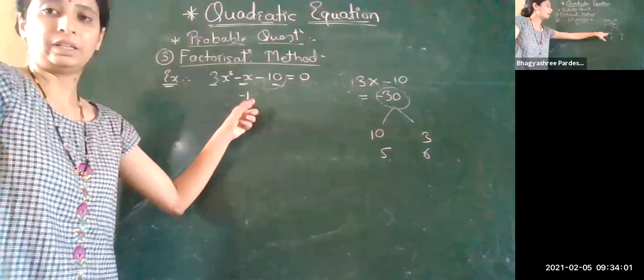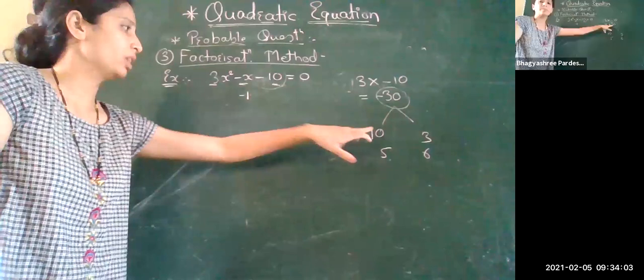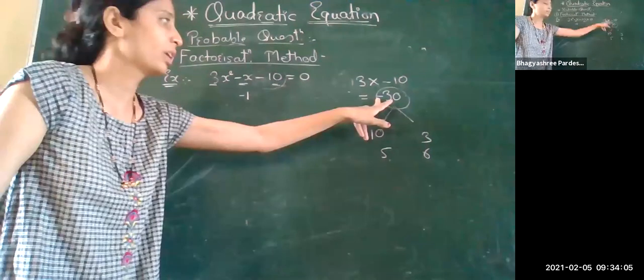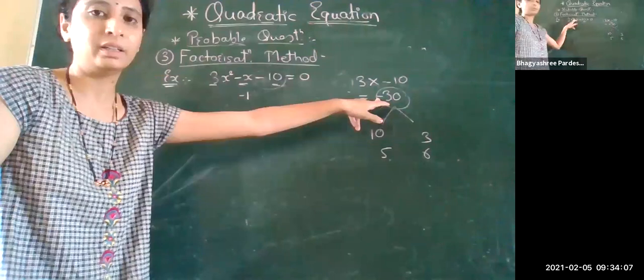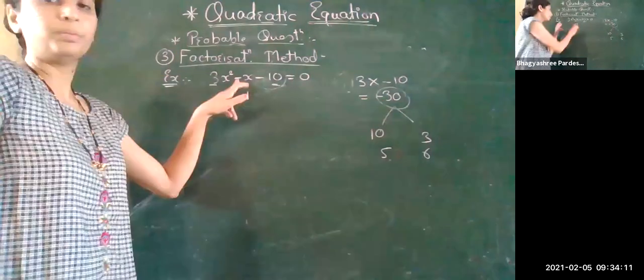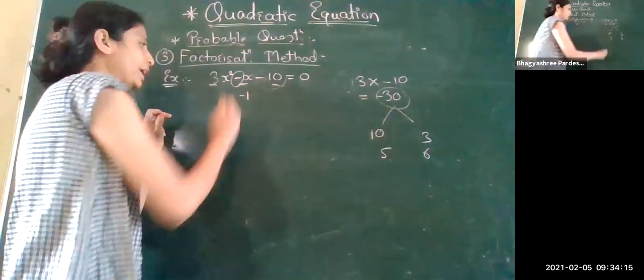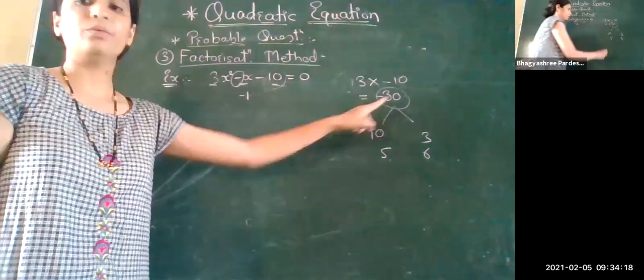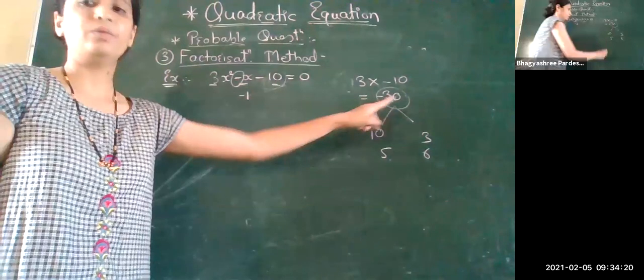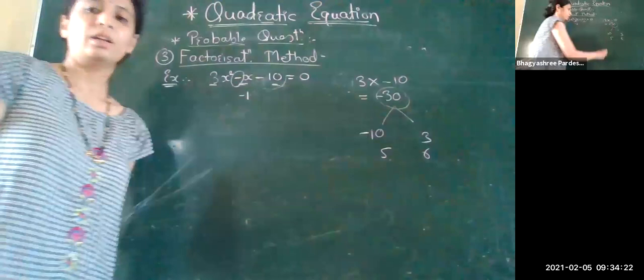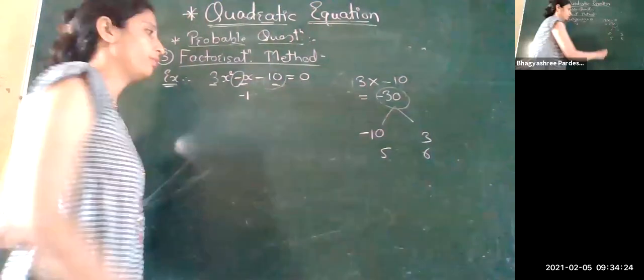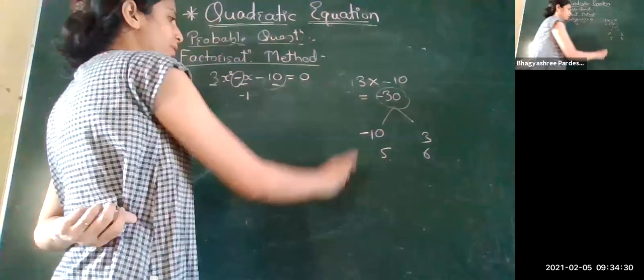Now look here. If I take 10 and 3, it is minus 30. Focus on the middle term. What is the sign of the middle term? It is a minus sign. That means the bigger term will get the minus sign. Suppose I am taking minus 10 and plus 3. If I add these 2, I am definitely not getting minus 1. So this is nothing but minus 7. What I require is minus 1.